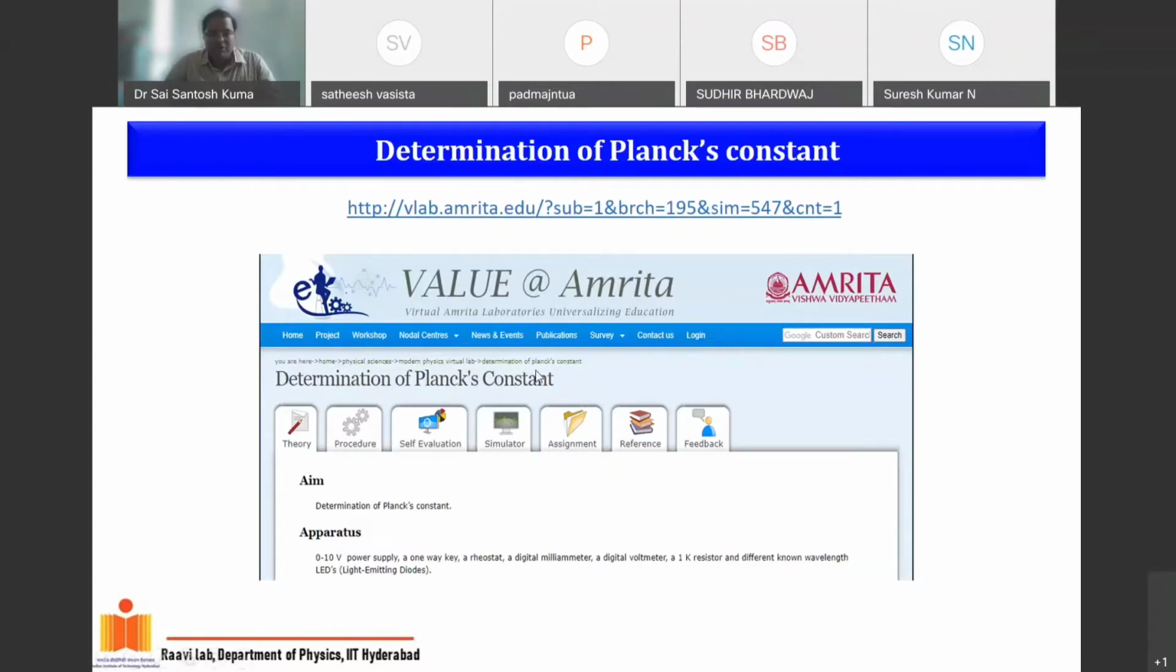The only problem which I am facing with all these virtual labs is the requirement of Flash. Google Chrome seems to be stopping Flash by end of this year. So something else will come up for sure. But in the meantime, we need to stick to the Flash. So you need to install Flash on your web browsers, and then you can start looking at the simulator. The way this simulator works is explained in the procedure.